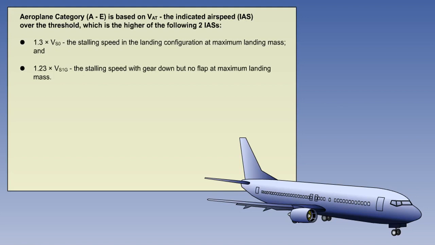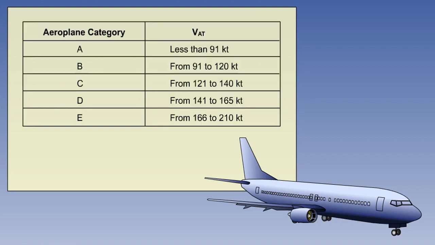Often VREF is used interchangeably with VAT, although it is calculated for the estimated landing mass of the aeroplane rather than the maximum. Here are the categories with their corresponding target threshold speed ranges.